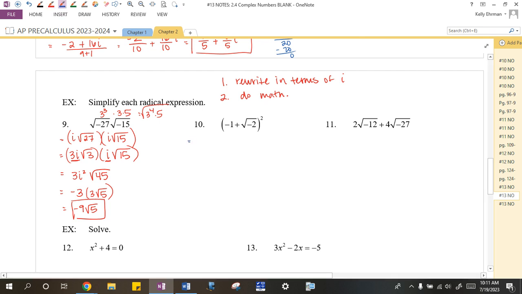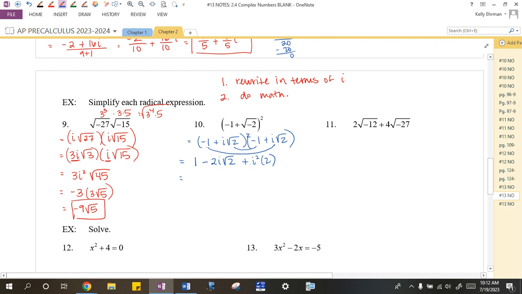Okay, number 10. Before we start squaring, we need to rewrite this as negative 1 plus i radical 2, the quantity squared. Remember, squaring a binomial means that you're multiplying it by itself. So if it helps you, write it out like this, or use the trick for squaring binomials. It's the first number times itself, which is 1. Then you're going to get minus i radical 2 minus another i radical 2, so that's minus 2i radical 2. And i radical 2 times itself is plus i squared times 2.